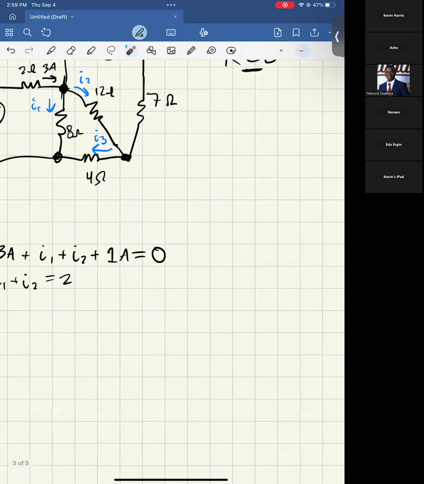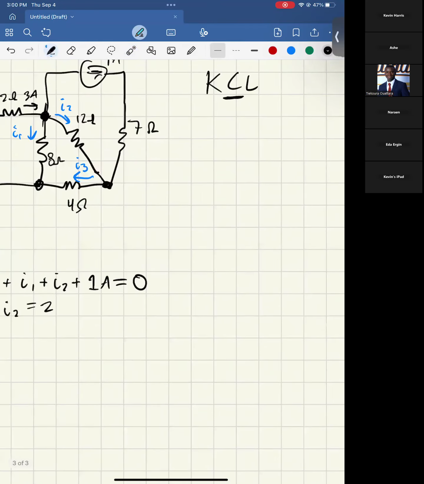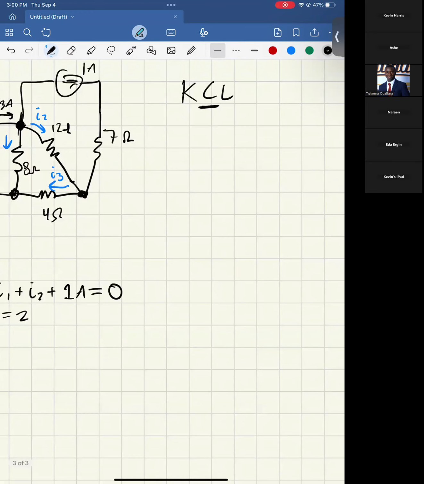Next, I'll do this point. So here, at this point, we would have 1 path, 2 paths, 3 paths, based on the arrows we've defined here, right? So if we look at that top one first, we have 1 amp going in, so we have minus 1 amp. And then we also have minus I2. And then finally, we have positive I3. If you want to rearrange that, you don't really need to, but just keeping it all consistent.